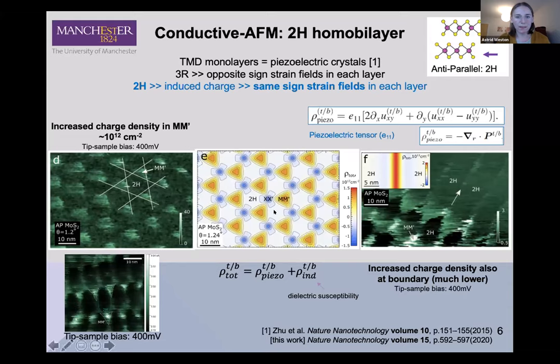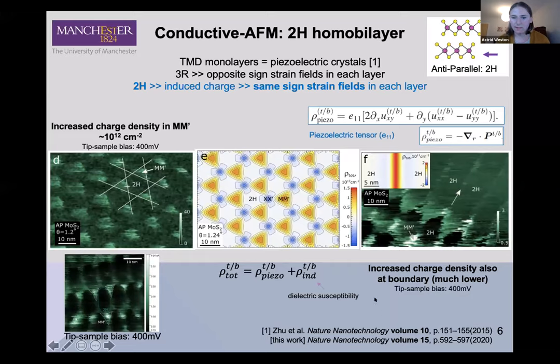So we effectively generate this piezoelectric texture where we are getting areas of negative and positive charge. We expect this negative and positive charge to also induce pseudo-magnetic fields in the same way. And at low temperatures, we also expect to see quantum dots or quantum-like dots in this regime.